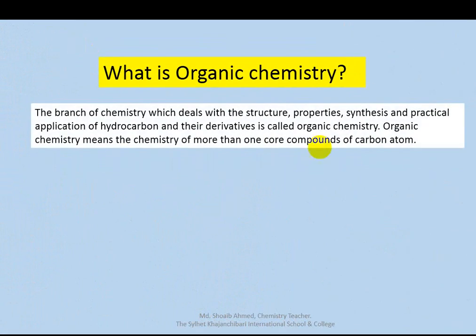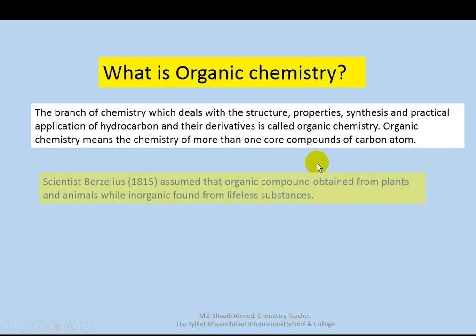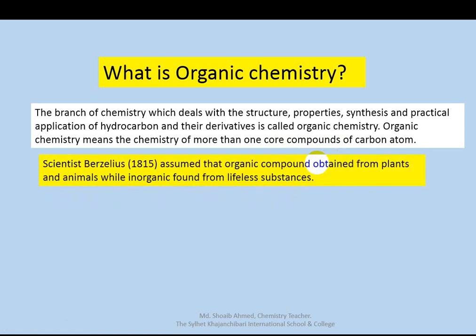The branch of chemistry which deals with the structure, properties, synthesis, and practical application of hydrocarbons and their derivatives is called organic chemistry. Organic chemistry means the chemistry of more than one crore compounds of carbon atoms. It is increasing day by day.